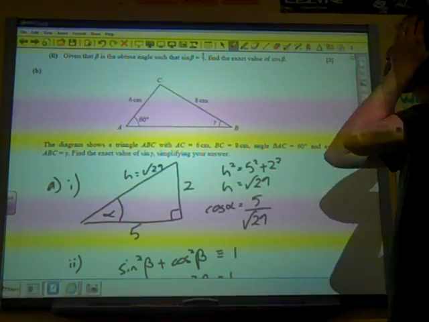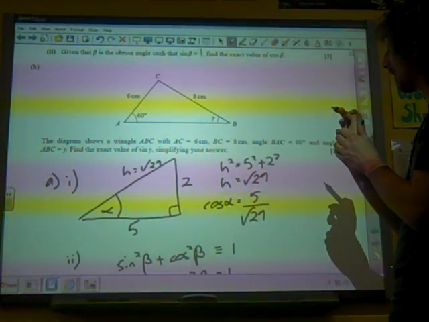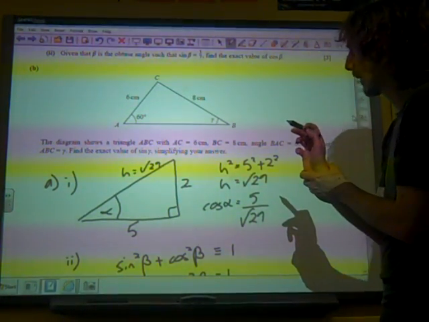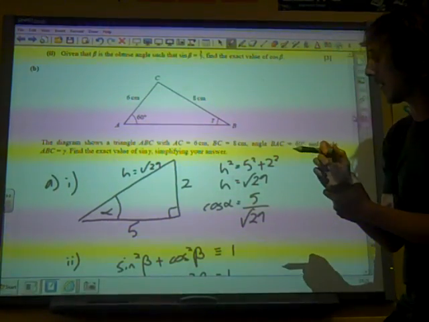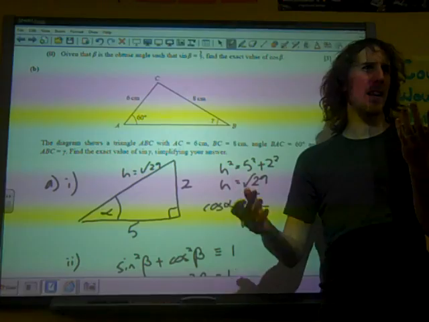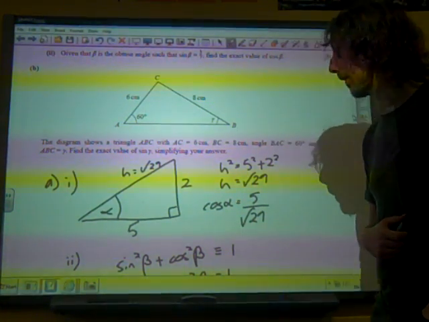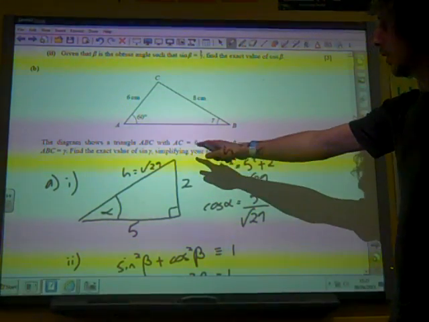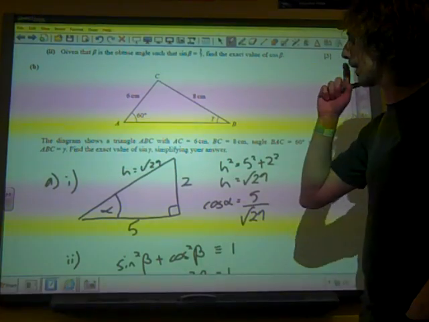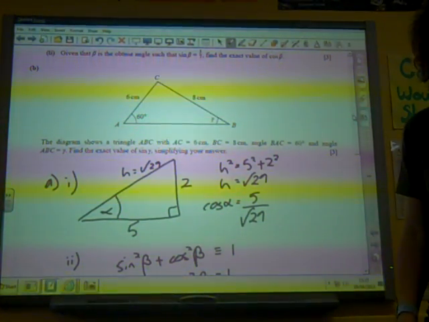Then we had part B. The diagram shows a triangle ABC with AC is 6, BC is 8, and angle BAC is 60, and angle ABC is gamma. Find the exact value of sine gamma, simplify your answer. We haven't had a sine cosine law question at all, have we? So this is where we get the sine cosine law question. Well, we've got enough information to do that, haven't we?